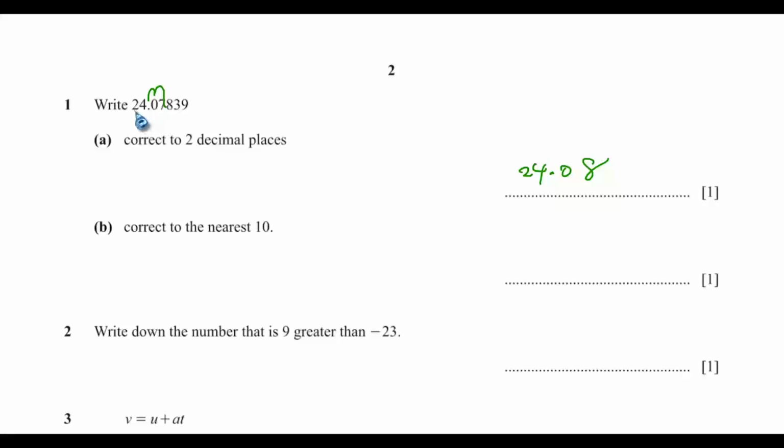Correct to the nearest 10. So this is 10 here, that's 20. Then 4 is not up to half of a 10, then we're going to round down, so that would be 0, so it should be 20 to the nearest 10.